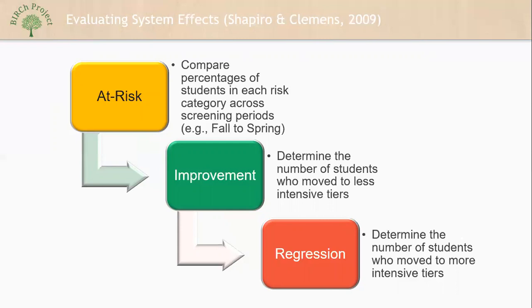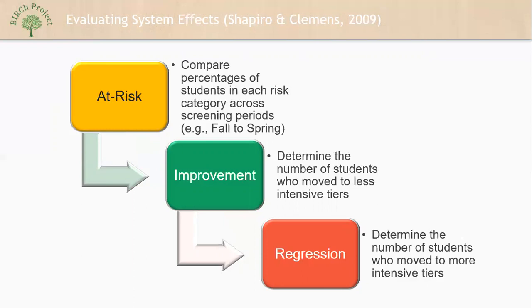Finally, we need to look at the number of students who move to more intensive tiers. So looking to see students who were in the low risk category in the fall have moved to some risk or high risk in this winter or spring. Similarly, students who were in the some risk category moved to the high risk category.